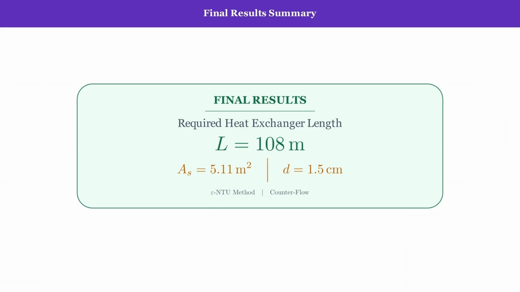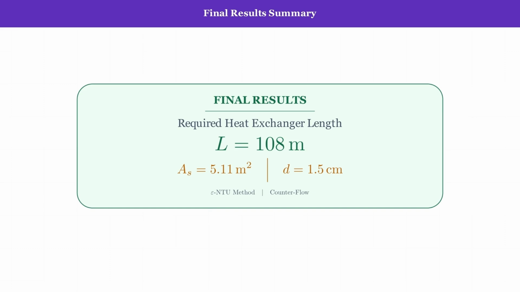This case study also illustrates the full power of the epsilon-NTU method as an analytical tool. Starting from nothing more than 2 inlet temperatures, 2 flow rates, 2 specific heats, a tube diameter, and an overall heat transfer coefficient, we extracted the effectiveness, the NTU, the surface area, and finally the physical length, all without once needing to know the geothermal outlet temperature and without any iteration whatsoever.